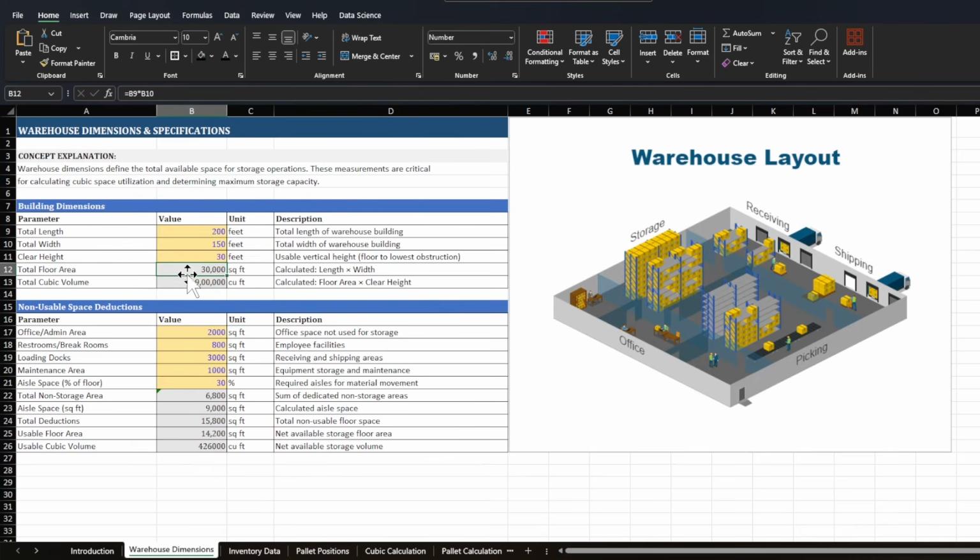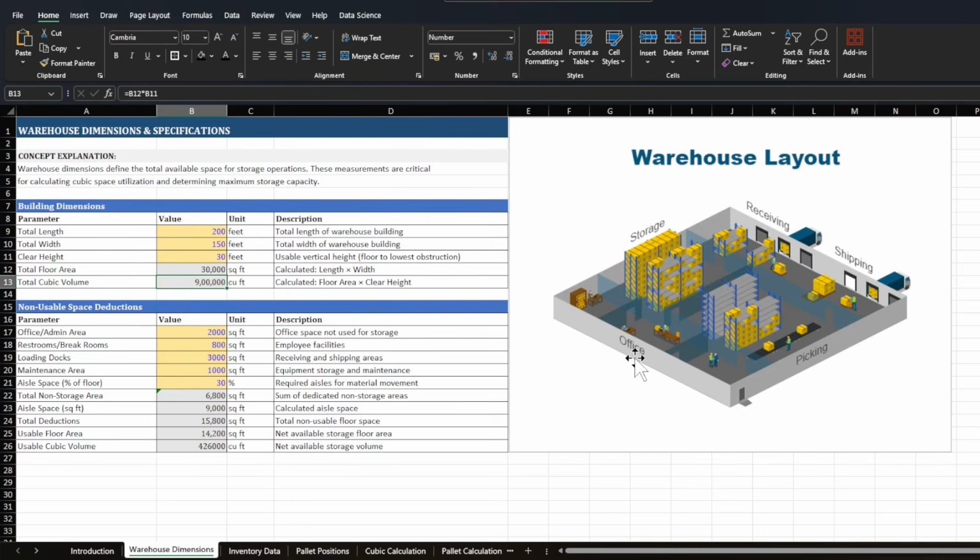So the total floor area will be the multiplication of length and width. And if you multiply it by height, you will get the cubic feet volume. Here we have the description for it. Now comes the non-usable space. In a warehouse, we have usable and non-usable space as well, as you can see here.